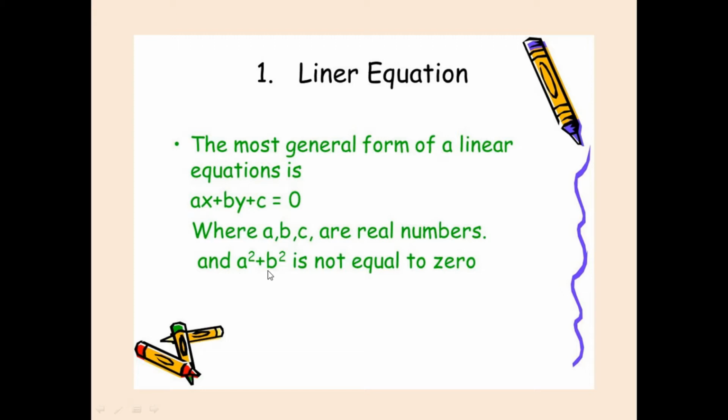A square plus B square is not equal to 0 basically means here that the coefficient of A and B together cannot become 0, because if A square plus B square is 0, then A square is equal to minus B square, and a square quantity can never be negative. So that is the idea of putting this condition over here.